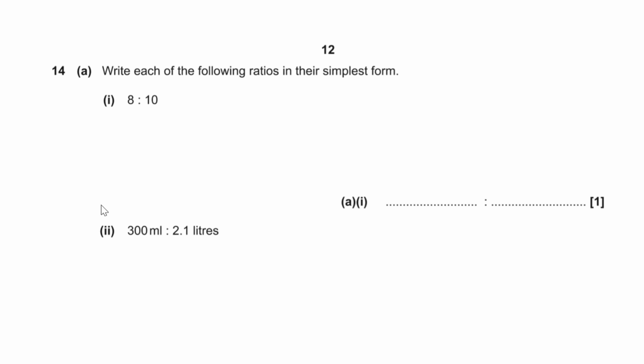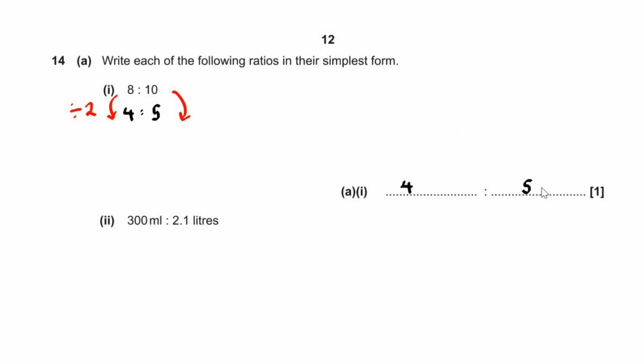Question number 14. For part A, we have to write each of the following ratios in its simplest form. Well, here we've got 8 to 10, and we need to simplify this. Well, over here we can divide both sides by 2, and if we do that, we'd have 4 to 5. We can't simplify this any further, so we have 4 to 5.